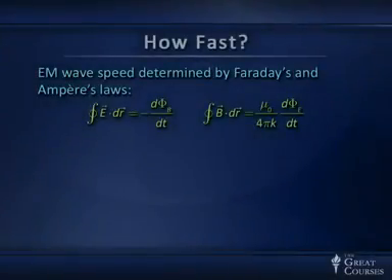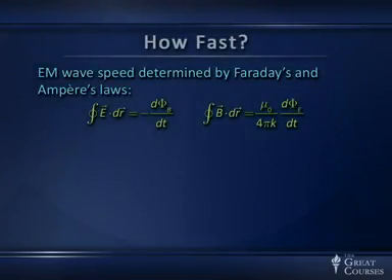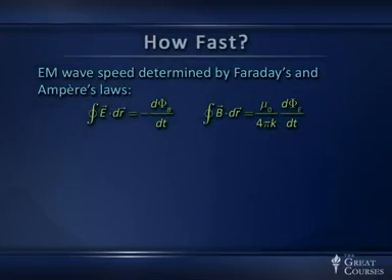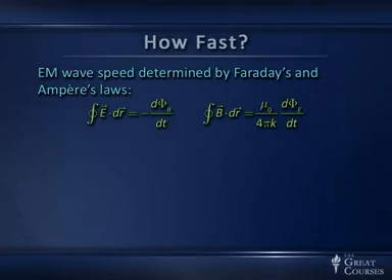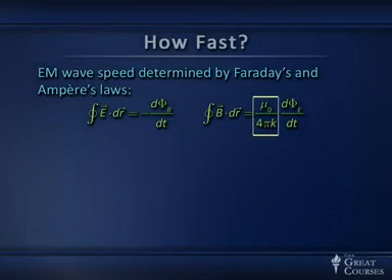How fast do these waves go? That's an important question. The wave speed is determined by Faraday's and Ampere's laws, which are making this continually self-replicating electromagnetic structure. And without going into the mathematical details, the only things in there that could determine a speed are these constants: the magnetic constant mu naught and the electric constant k.